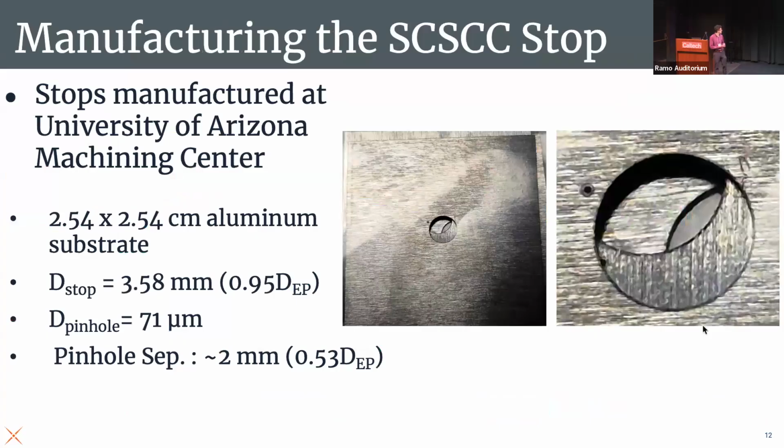And so to highlight the lab demonstration of this, we first manufactured stops at Arizona's machining center using a laser cutter. And because of the slow F number entering our telescope, our stop is correspondingly pretty small, on the order of around 3.5 millimeters. And so our pinhole is very small as well, and you can just see it when I zoom in here. And so our pinhole separation is just around 2 millimeters from the center of our stop.